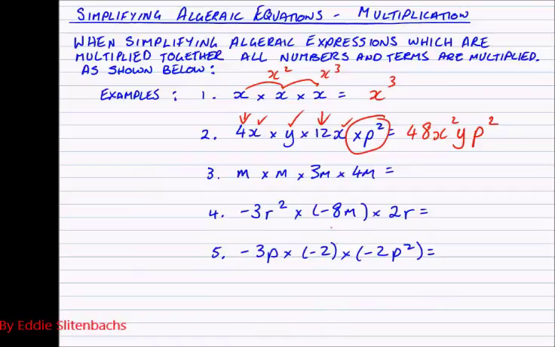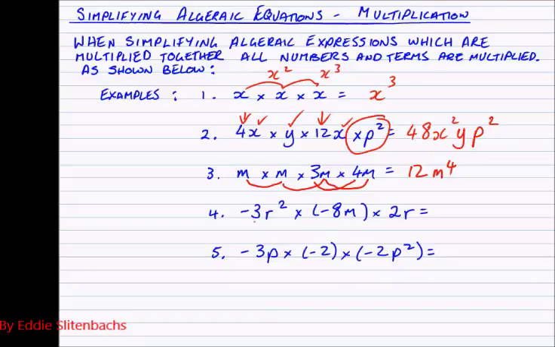Now again, start with the numbers. The numbers times the numbers first. So 3 4s are 12. Then m times m is m squared, times m again is m cubed, times m again is m to the power of 4. So all the m's are going to be multiplied together to give m to the power of 4, and 3 4s are 12.